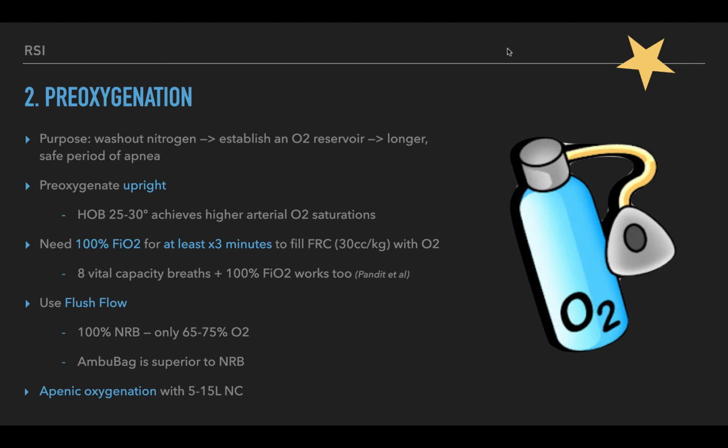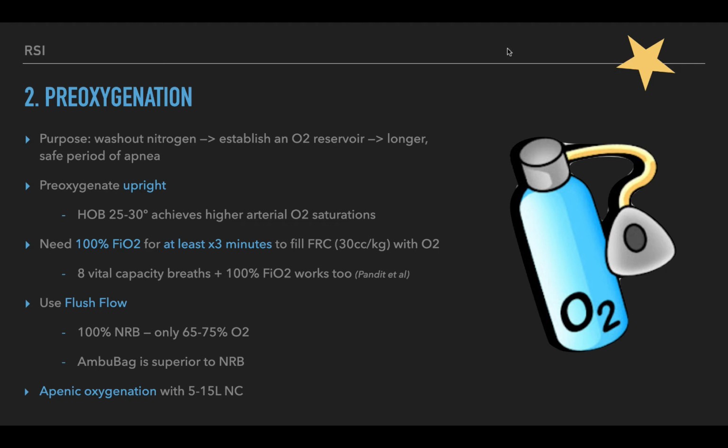And the purpose of that is we need to fill this functional residual capacity, or FRC, with O2. We want to fill up every inch we possibly can with pure O2 to create that reservoir. Another way that you can get to this is by having your patient do 8 vital capacity breaths.